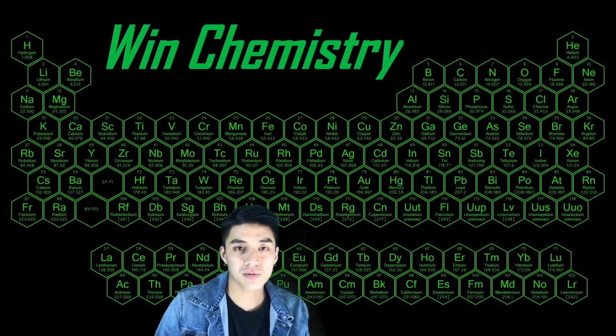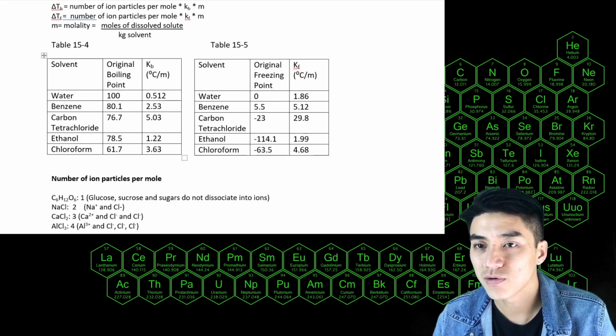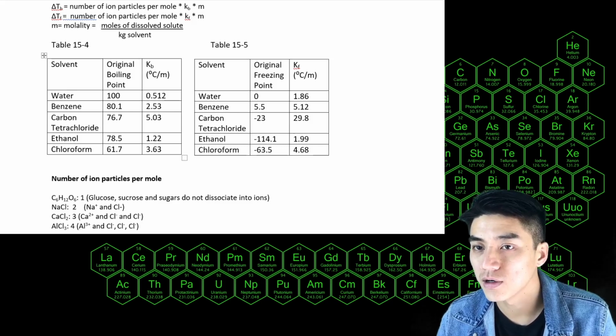This is Colligative Properties Part 2. Make sure you watch Part 1 if you haven't done so already. This part requires some math, so you'll need your pen, paper, and calculator out, and let's get right to it. A few things I want to point out before we start going into the math.